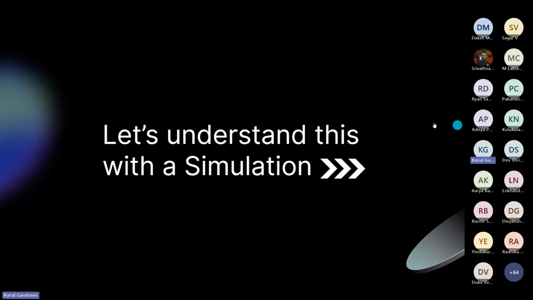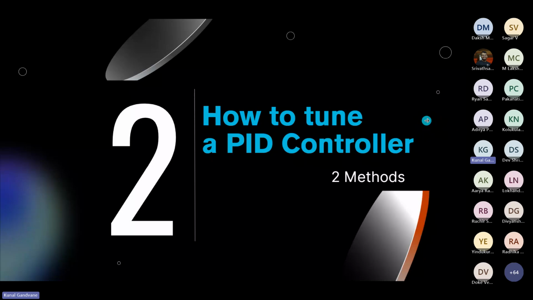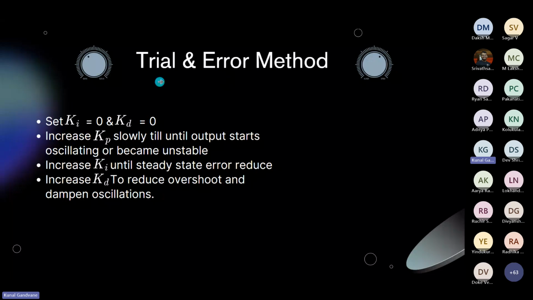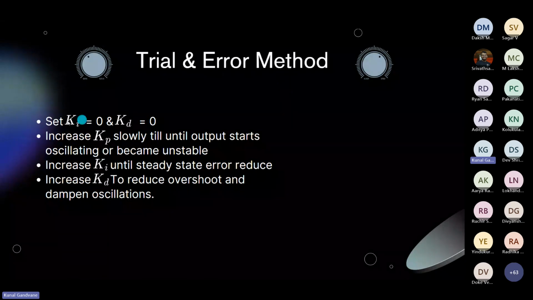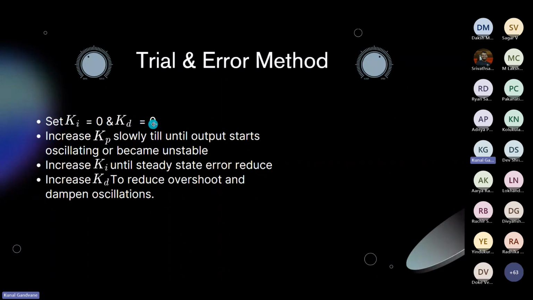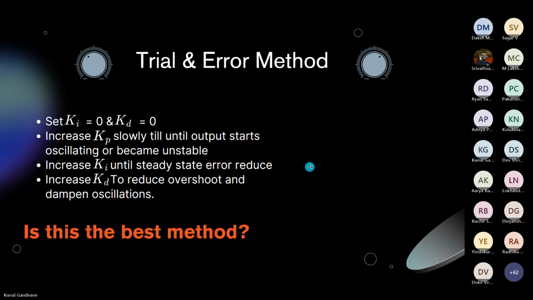It's because we didn't tune the rocket in a systematic way. There are two methods by which we can tune a PID controller. The first one, as you saw, is trial and error. I set KI and KD to 0 and then increase KP slowly till the output starts oscillating, and then I increase KI and KD. But is this the best method? No, because as you see, I'm not able to achieve a perfect 0 degree angle.